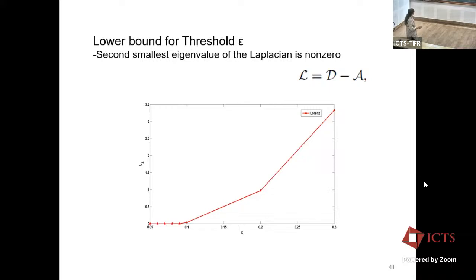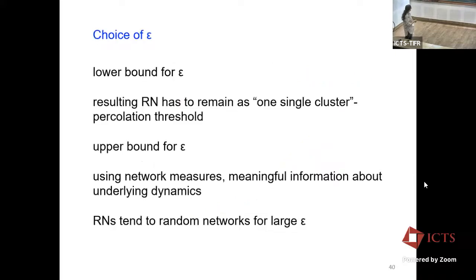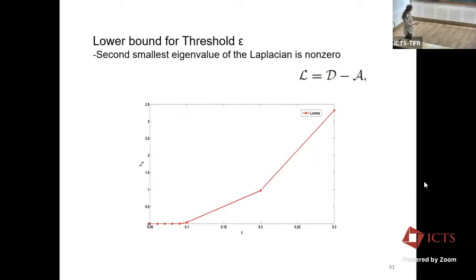And therefore, the smallest eigenvalue of the Laplacian is always 0. But we want to look at the second smallest eigenvalue, which is a connectivity measure for a network. So what you do is you go on increasing epsilon, calculate the second smallest eigenvalue, and the point where it separates from 0, that we say is the lower threshold, the lower cutoff value. We said we want an upper bound and a lower bound. The lower bound can be obtained from this. This is very simple to do.